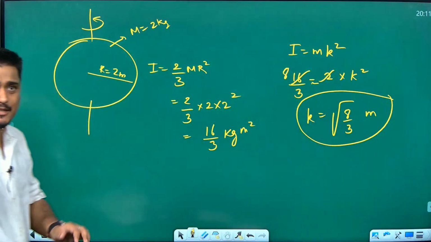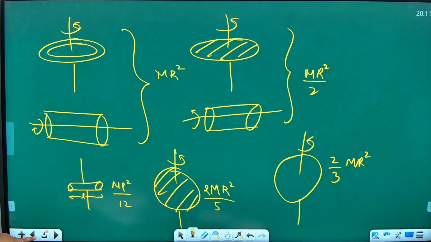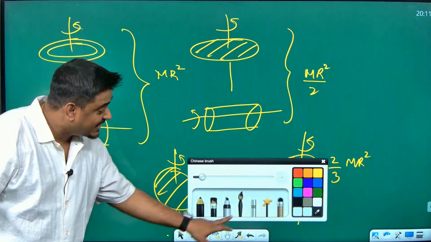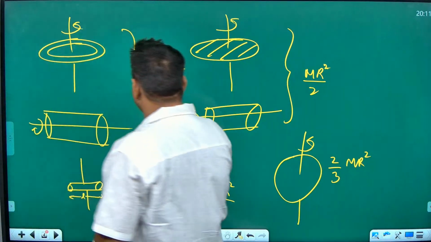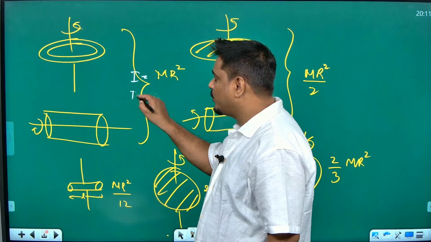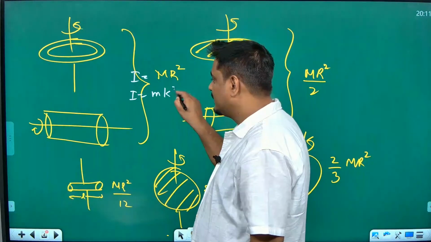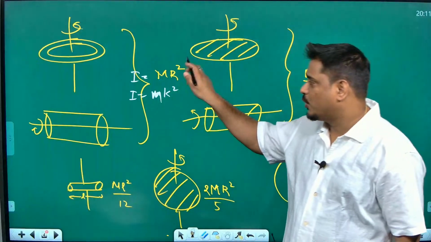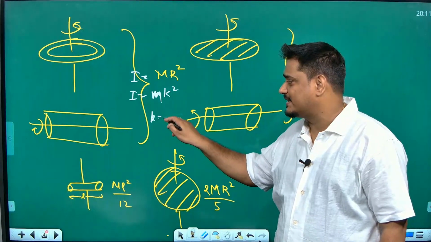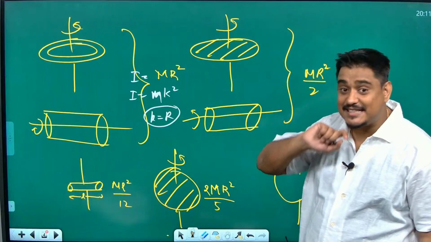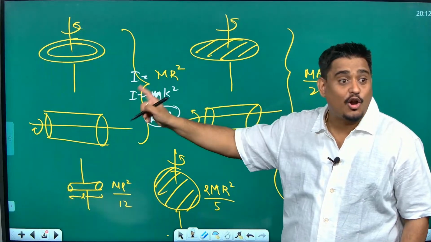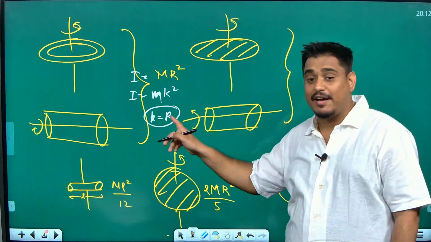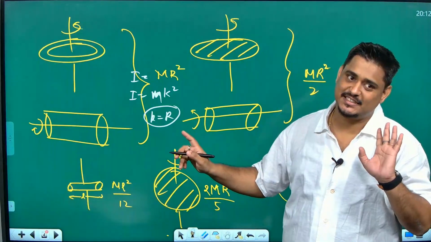Now what we can do, please guys, not over. Now for all these shapes, we can find and generalize the radius of gyration. Easily we can. How? The I is known to you, and I is also equal to what? Mk square, isn't it? If you equate both, here you will get k equal to r. So for a ring and for a hollow cylinder, the radius of gyration is always equal to its radius.